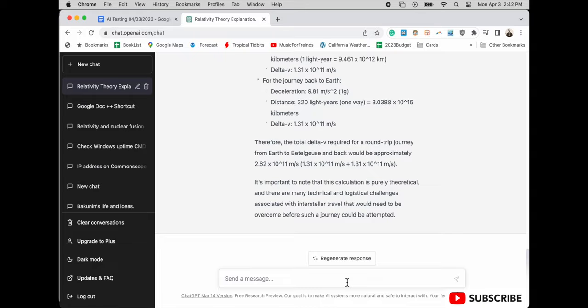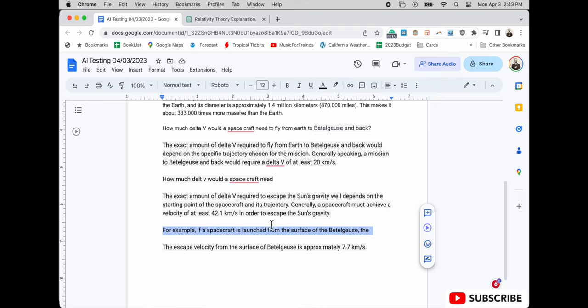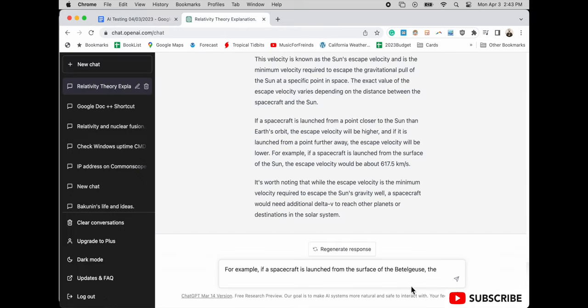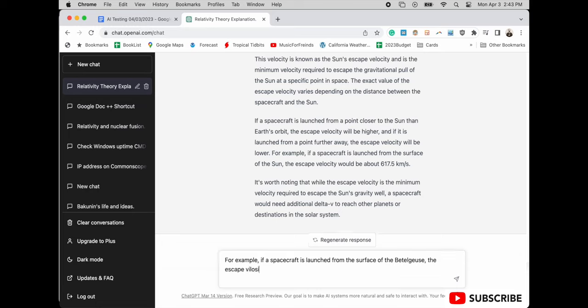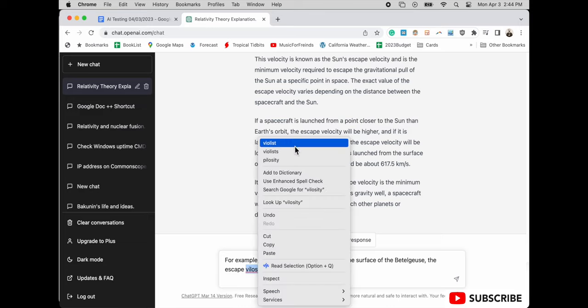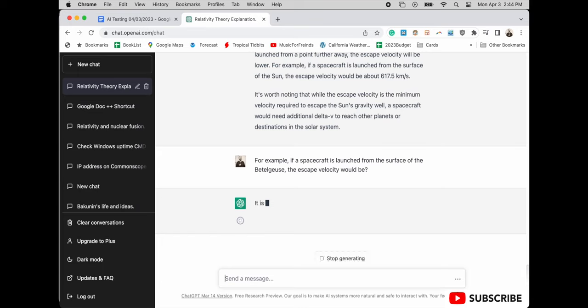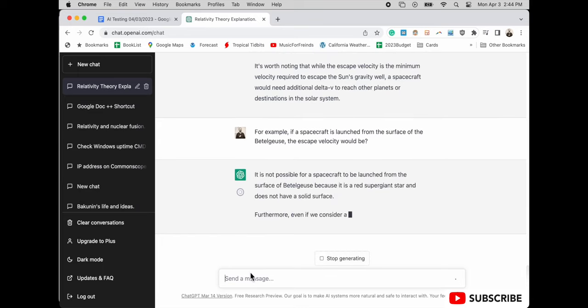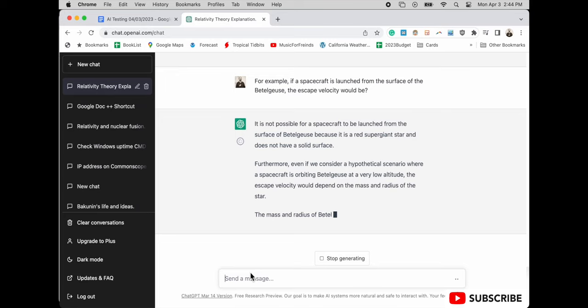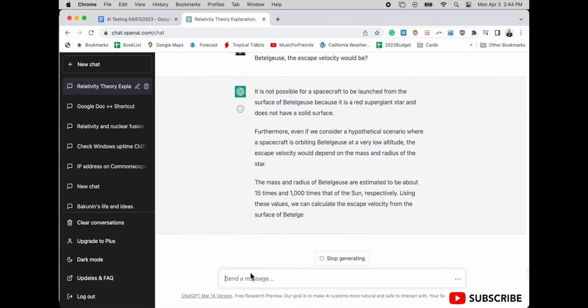So that's good. All right, so fast forward a little bit. ChatGPT gave us an escape velocity from Betelgeuse of 7.7 meters per second. Sorry, that was Speechify. And I clearly can't spell velocity, so that's okay. We will get it right eventually.